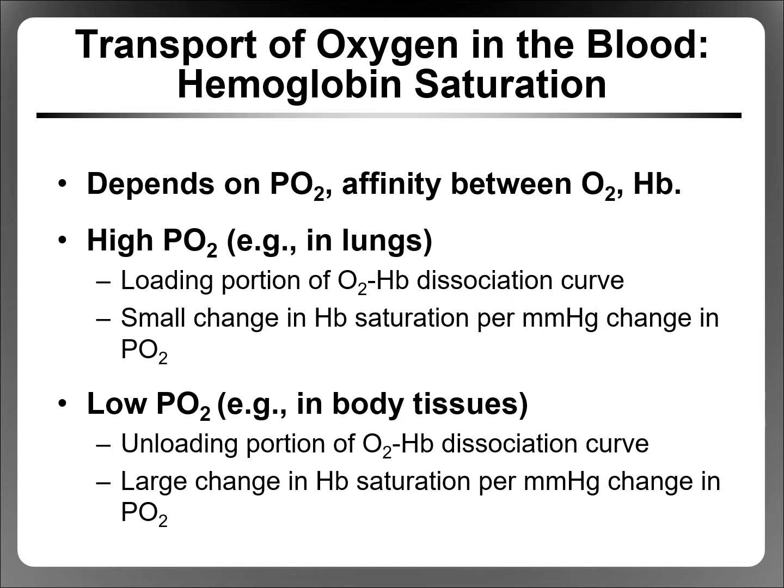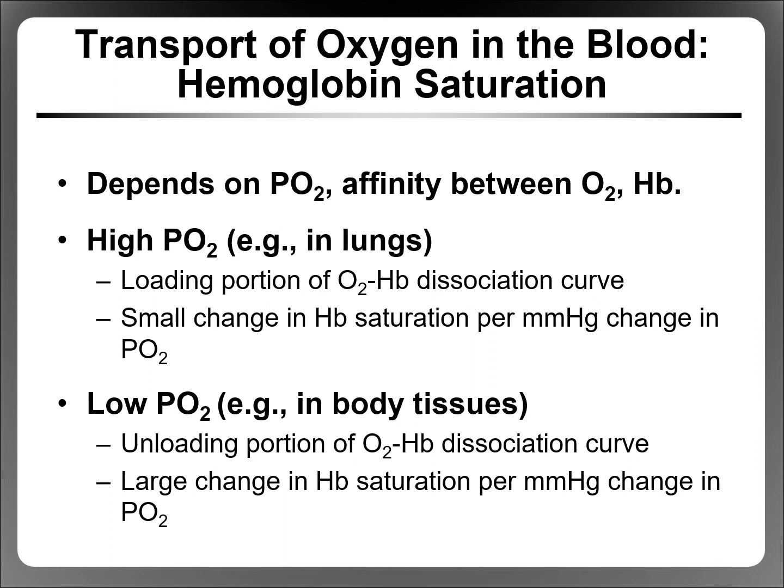Looking at the hemoglobin saturation, this is going to depend on the pressure of oxygen and the affinity, or the want to bind together, between oxygen and hemoglobin. When you have a high pressure of oxygen, such as what you would see in the lungs, the loading portion of the oxyhemoglobin dissociation curve is going on here, and we will have very small changes in hemoglobin saturation per millimeter of mercury change in PO2.